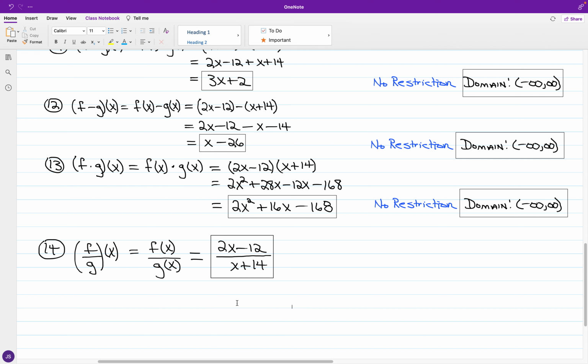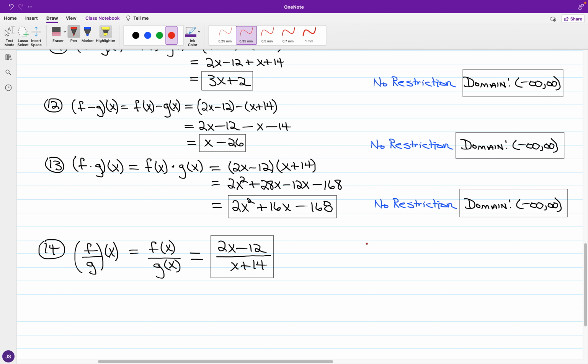Now, for the domain, we now have a restriction, and that's because g of x did not have a restriction before because it was in direct terms, but now that we have it in inverted terms, that is where g of x is at the bottom, we now have it that x plus 14 cannot be equal to 0. And if x plus 14 cannot be 0, we're going to have that x cannot be negative 14.